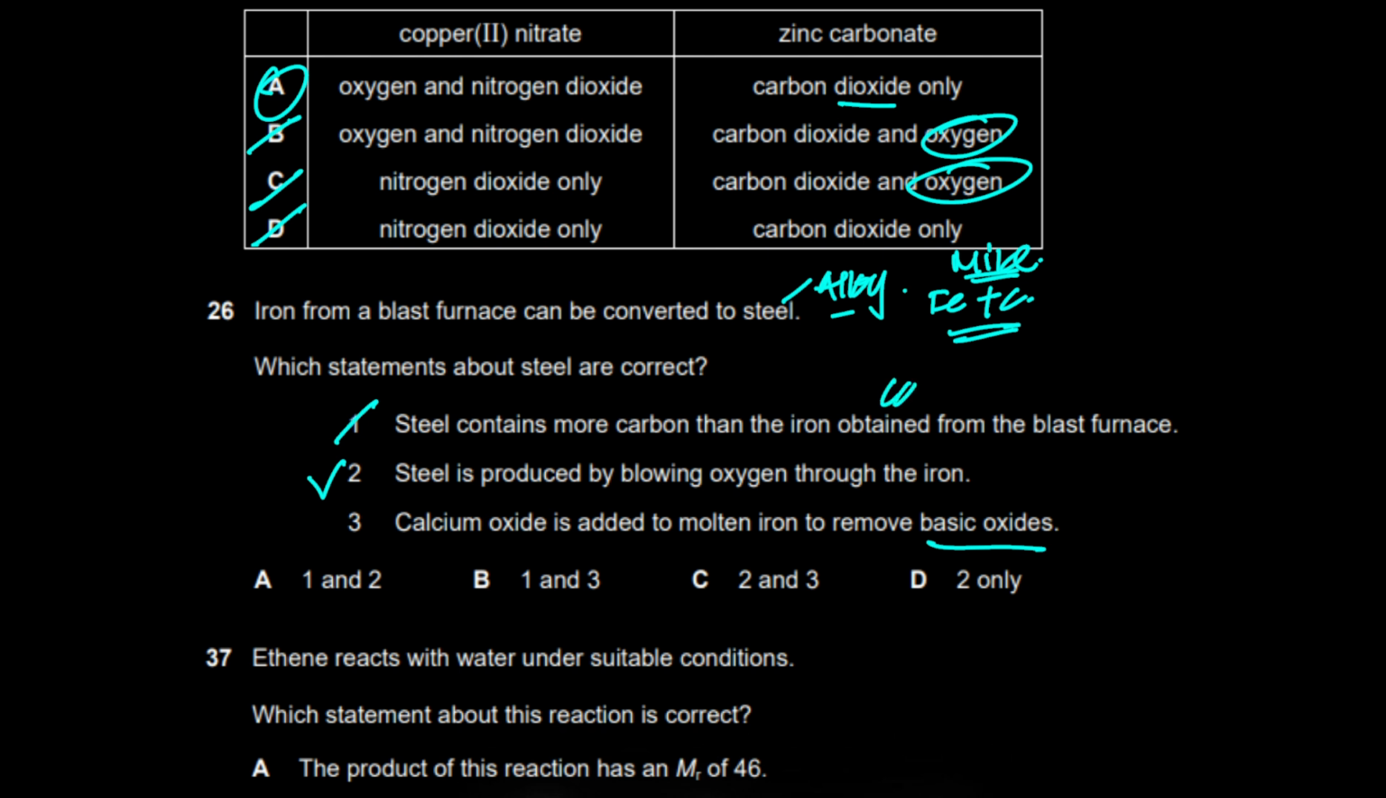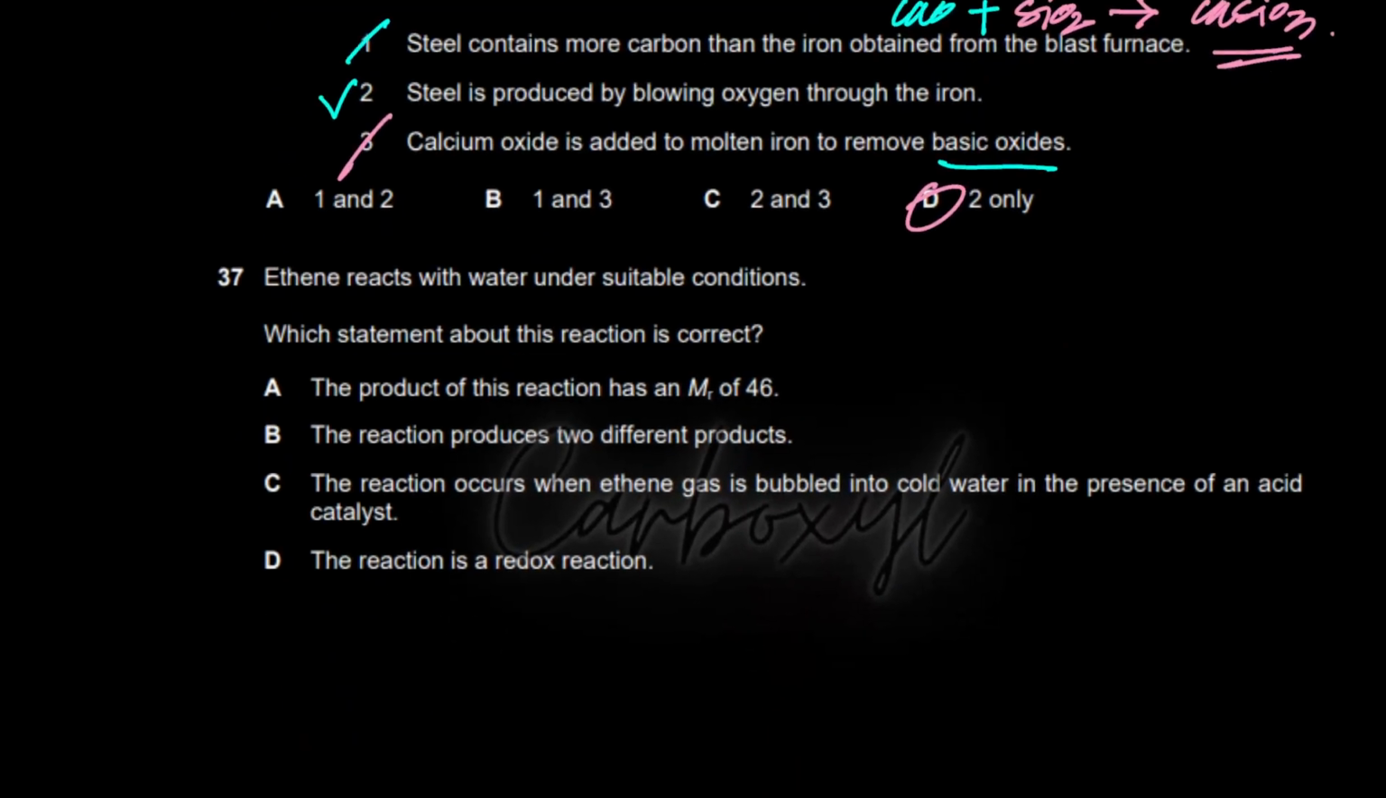Calcium oxide is added, absolutely, but it is a basic oxide. How can a basic oxide react with a basic oxide? It is added to remove the silicon dioxide molecules, which is effectively sand, and form calcium silicate, which is slag. Done. So not to remove basic oxides, but to remove acidic oxides. Therefore D is the correct option.